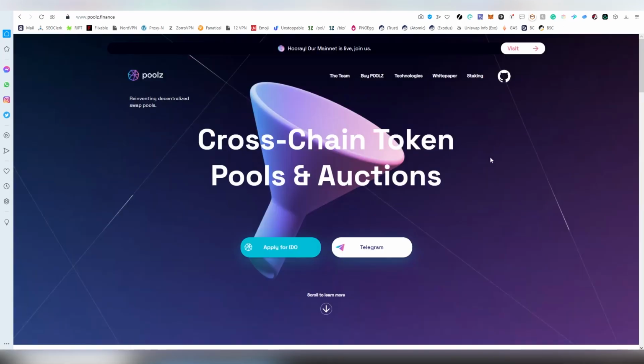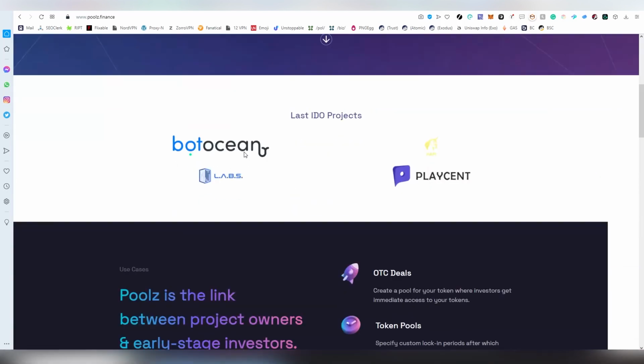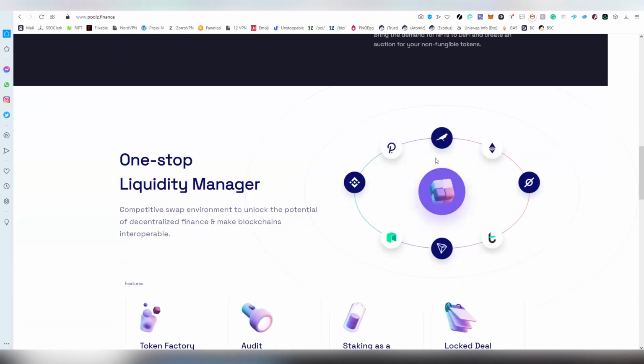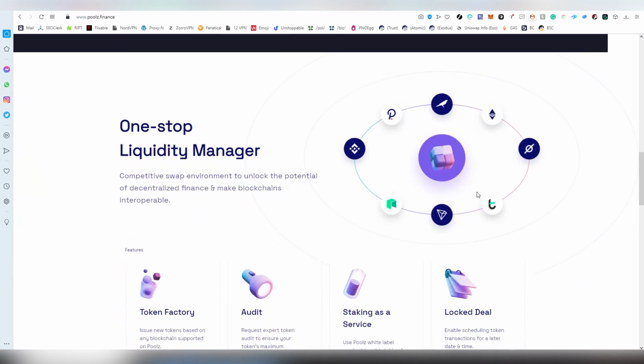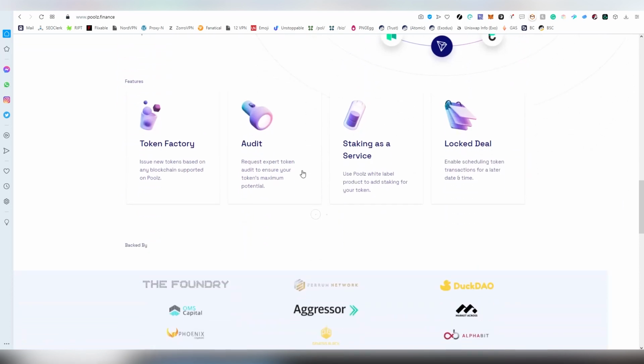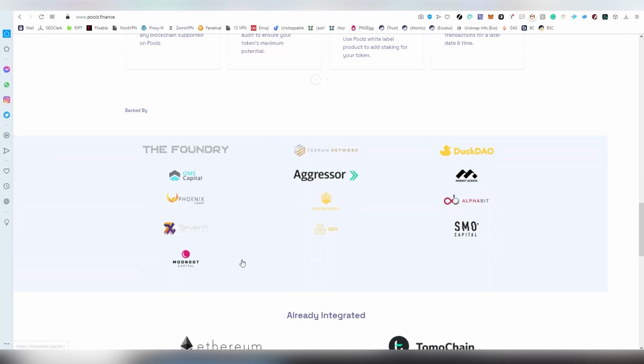Next one we have is called Pool Z, and this is basically cross-chain token pools and auctions. They have released things like Labs, Placent, OTC token pools, NFT auctions. We have Polkadot here, Ethereum, Tomo Chain, Tron, Binance Smart Chain, Kusama. What is this? Is this Cosmos? I think it is, or the Open Protocol. I'm drawing blanks right now. And we have Neo. There's audits even for this one, and there's a lot of backers behind it.